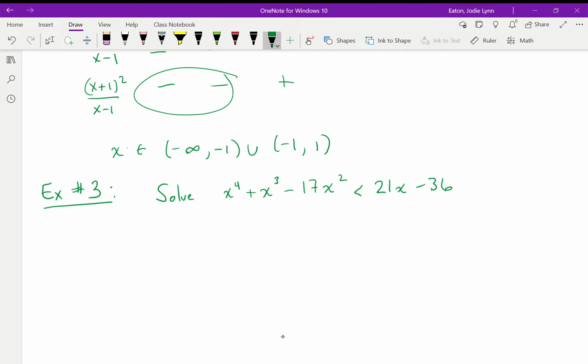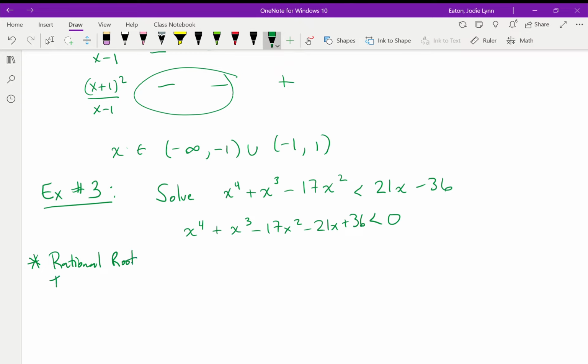We are looking at x to the fourth, let's keep the x to the fourth positive, plus x cubed minus 17x squared minus 21x plus 36 is less than 0. So we have a quartic. If we were to graph it, f of x, it would be a positive quartic, and we're looking at where it's negative. In order to do that, we need to solve it. So in order to solve it, we want to use the rational root theorem.